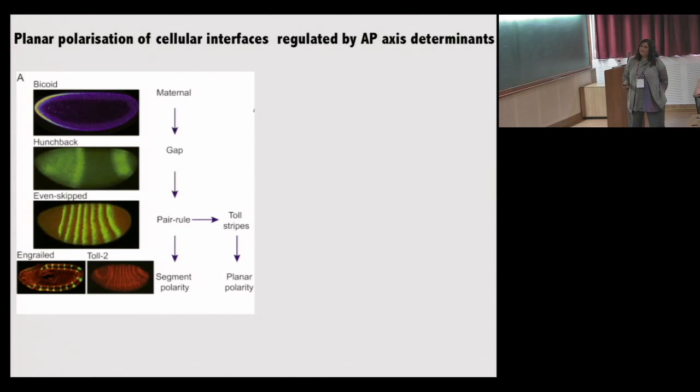gradients that emanate, two gradients that emanate from the anterior and posterior poles of the embryo to govern gene expression patterns. First, subdividing the embryo into broad domains of gene expression, and then hierarchically subdividing those domains into narrower domains of gene expression.